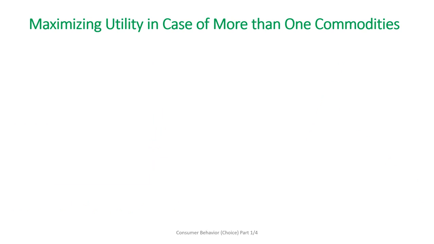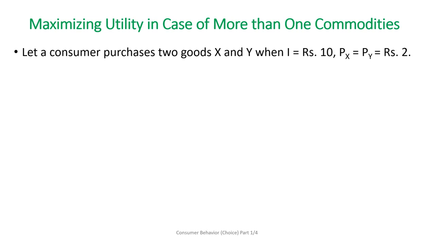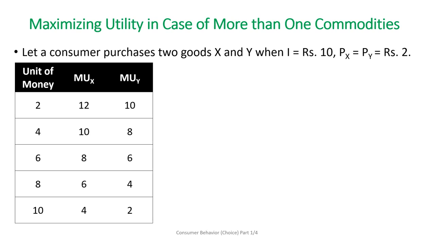Now we see the case of maximizing utility in the case of consumption of more than one commodity. Let's assume that a consumer purchases two goods, X and Y. The income or the budget available is rupees 10, whereas the prices of goods X and Y are rupees 2 each. The table represents the marginal utility of good X and marginal utility of good Y.